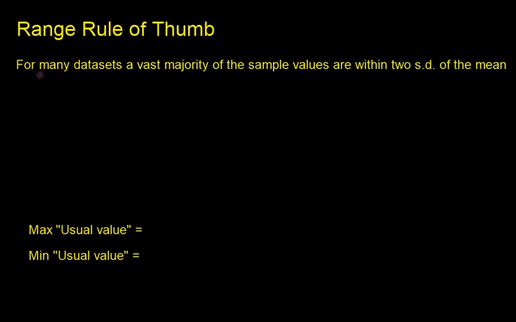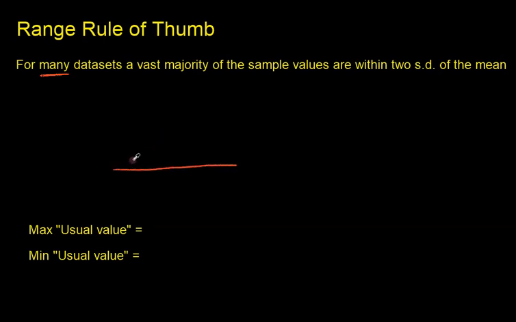In this video, we're going to discuss the range rule of thumb. All right, this is the range rule of thumb. For many is the keyword, not all. For many data sets, a vast majority of the sample lies within 2 standard deviations of the mean. So that's what the range rule of thumb is.